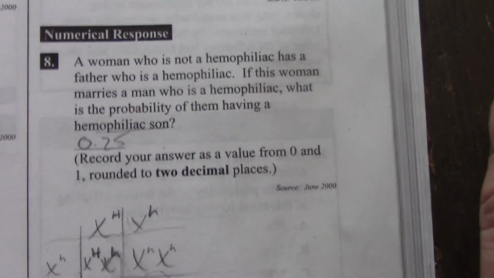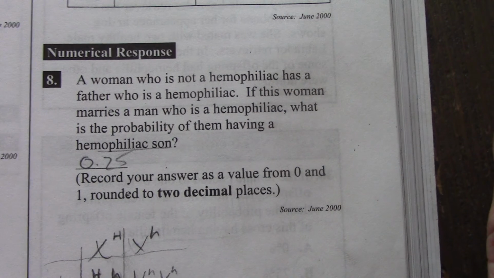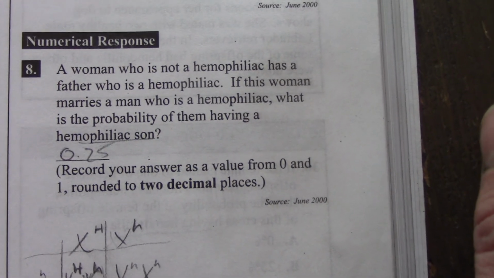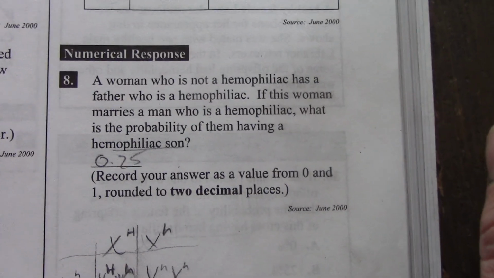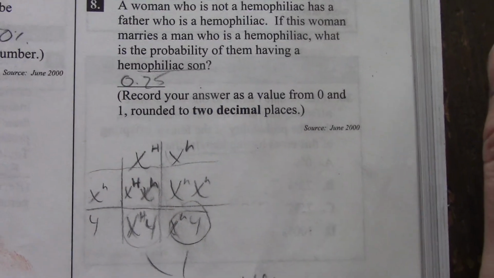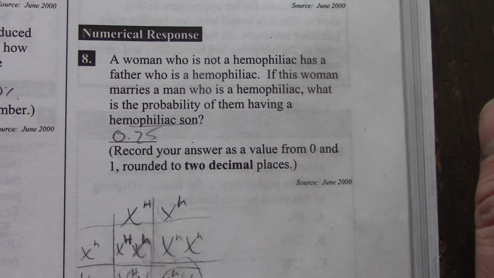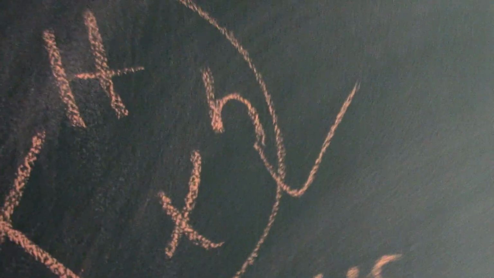So numerical response 8 here says a woman who is not a hemophiliac has a father who is a hemophiliac. If this woman marries a man who is a hemophiliac, what is the probability of them having a hemophiliac son? Okay, so the woman has a father who is a hemophiliac. So if the dad is a hemophiliac, the female is going to get one X little h. So she's going to be a carrier. So this female has to be a carrier. So that's what that information tells you.